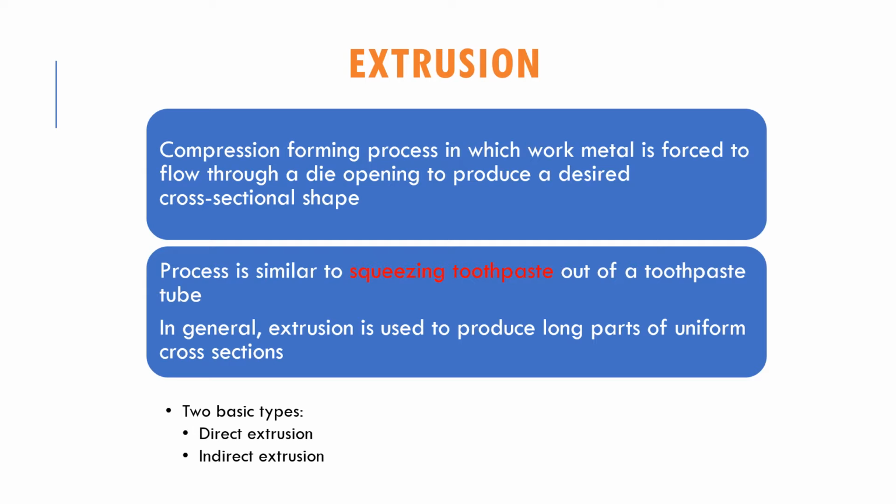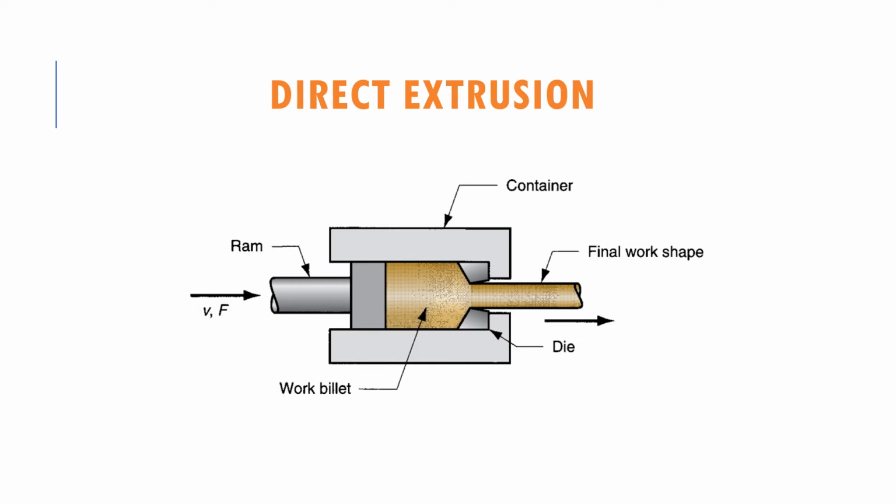We have two basic types, which are direct extrusion and indirect extrusion. Under direct extrusion and indirect extrusion, there are two types, which is the solid and also what we call a hollow part. Meaning that if we want to divide it, it becomes four types of extrusion. So here is direct extrusion.